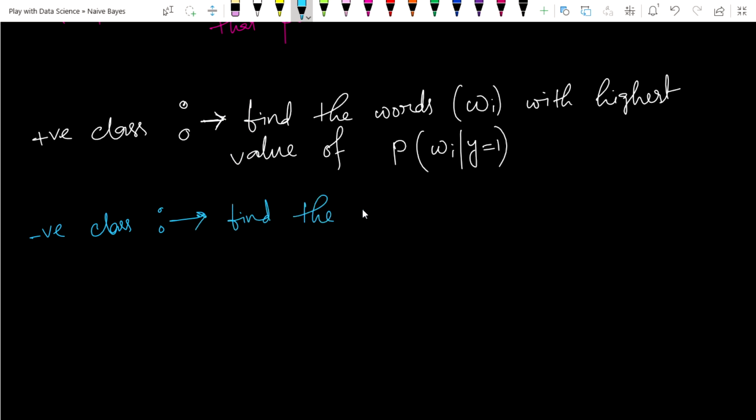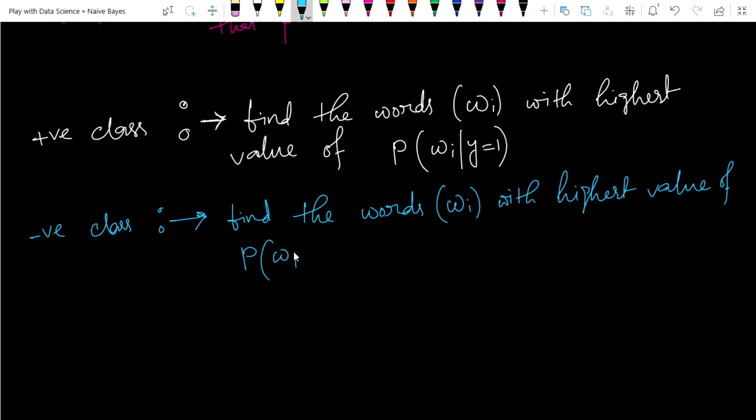Find the words wi with the highest value of probability of class wi for a given class label y equal to 0. This is for negative classes.